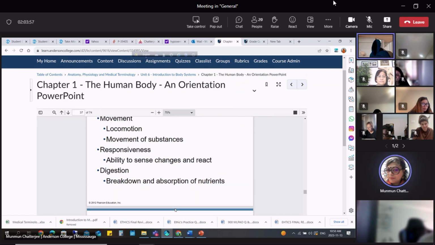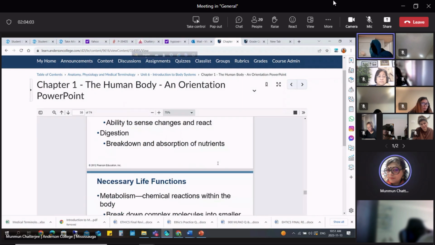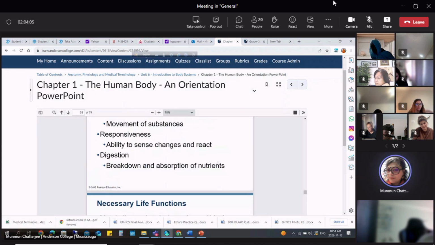Digestion is the breakdown and absorption of nutrients. So which system is responsible for the breakdown and absorption of nutrients? The digestive system. Okay, good.